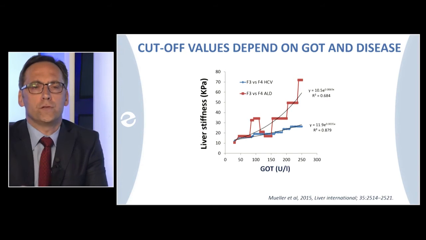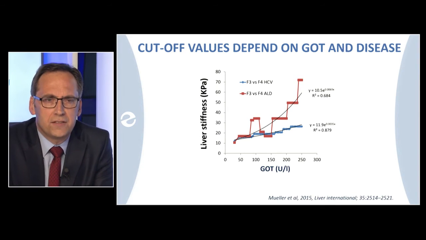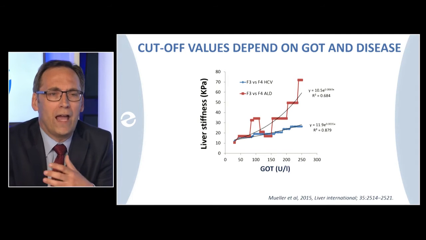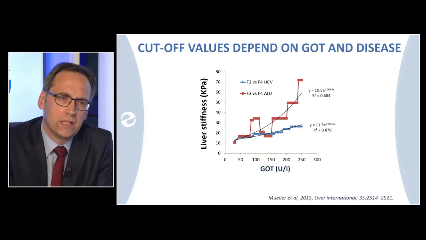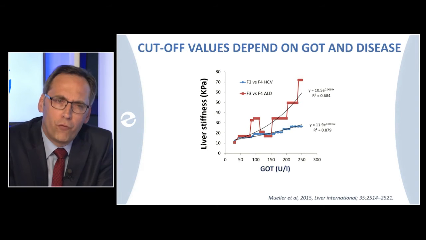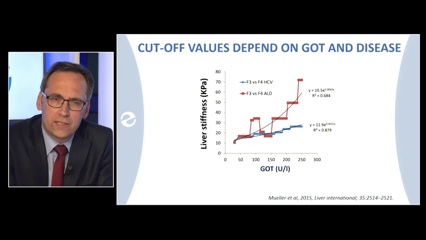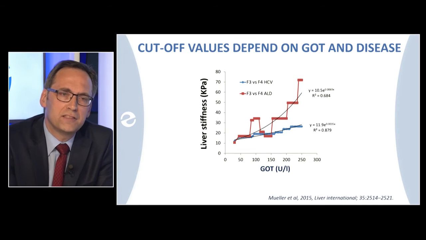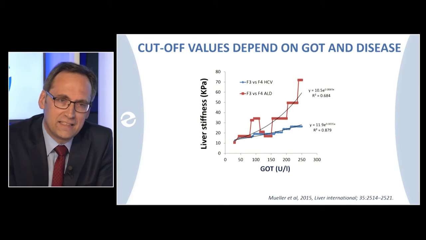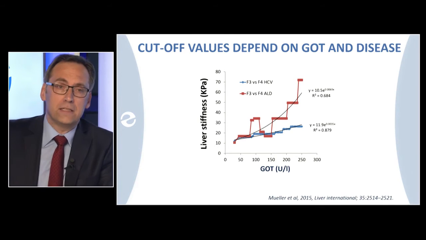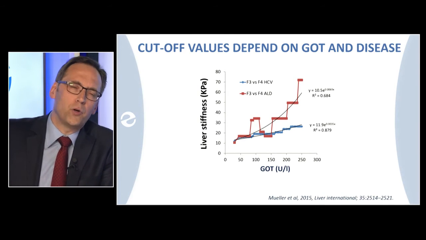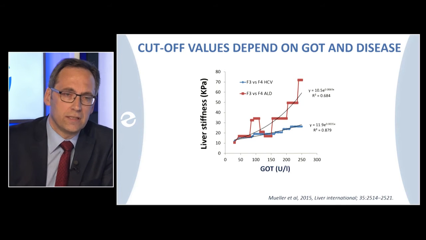And now this is the major finding. What we saw is, in fact, that if you have an elevated GOT in your patients, you see an increase of the cutoff values, here shown for F3 versus F4. And what you see is two pieces of information. First of all, it's an exponential increase, quite interestingly. And second, there's a huge difference between HCV and ALD. So ALD patients respond much stronger with an elevation of stiffness than HCV patients.